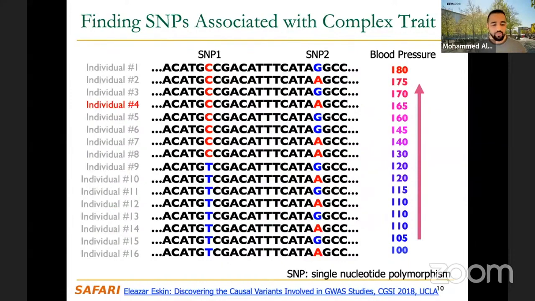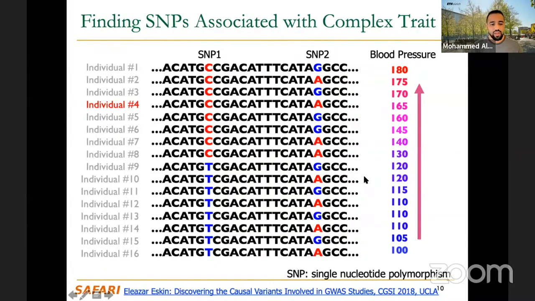Okay, so now about the population scale analysis. So we have a bunch of individuals here, 16 individuals. Each individual has his own DNA. This is just a small portion of the DNA. And now we know that all of them have blood pressure. Some of them have healthy blood pressure. Some of them have unhealthy blood pressure.